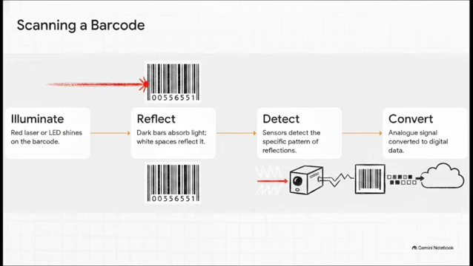A traditional barcode is just a series of dark and light parallel lines. When you scan it, a red laser or LED shines onto that code. And here is the really clever part. The dark bars absorb the light, while the white spaces reflect it back. A sensor catches that specific pattern of reflections. Then, that varying analog reflection gets converted into a digital signal. The store's database reads it, pulls up the price, and updates the inventory instantly.